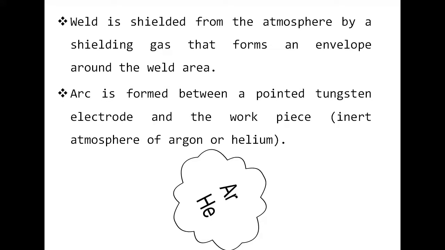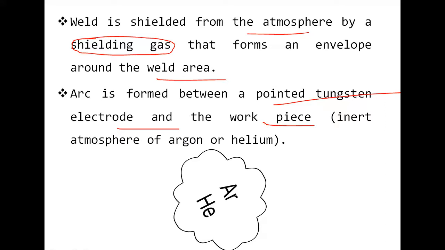The weld is shielded from the atmosphere by the shielding gas. Generally, helium or argon gas is used for this process. It forms an envelope around the weld area or weld pool. The arc is formed between a pointed tungsten electrode and the workpiece in the presence of an inert atmosphere of argon or helium.